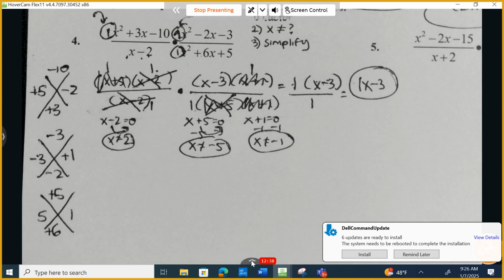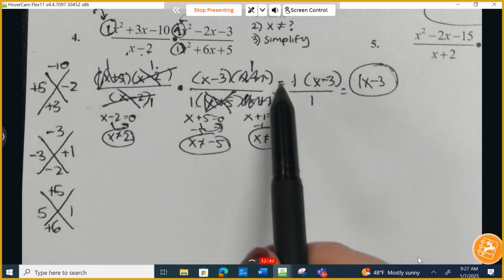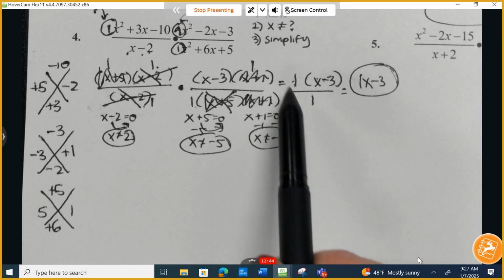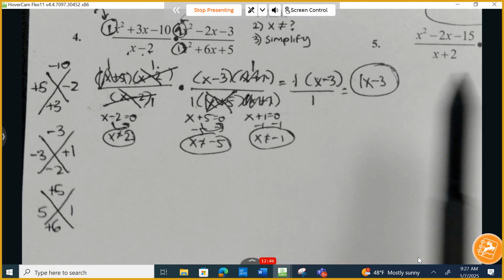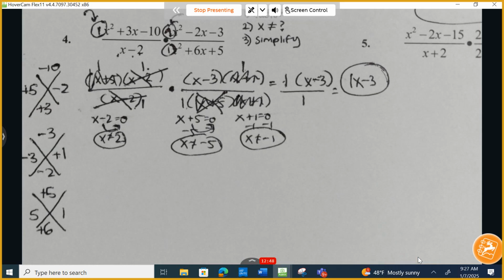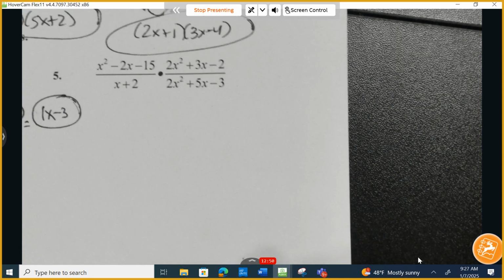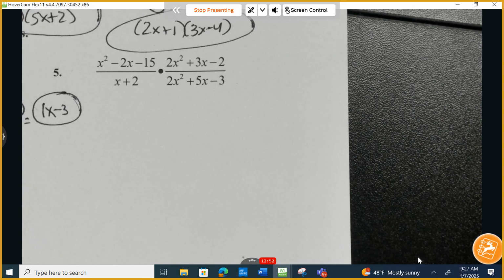Now, if you wrote, let me go back here, if you wrote this as your final answer, I would not count it wrong. Did everybody hear this? This is not wrong, but this is a better simplified answer. Let's go on to number 5, please. We're going to increase the rigor here. Because I'm a fairly sloppy writer, I'm going to grab a separate piece of paper. You do not have to.